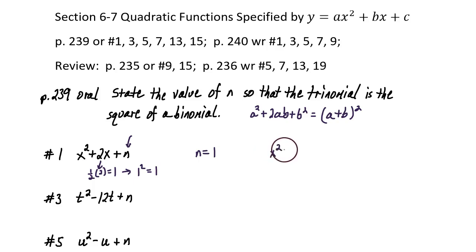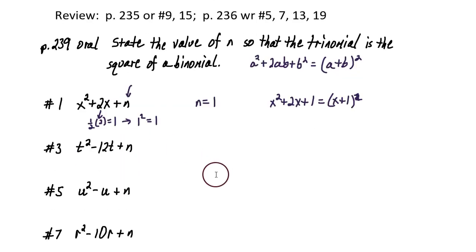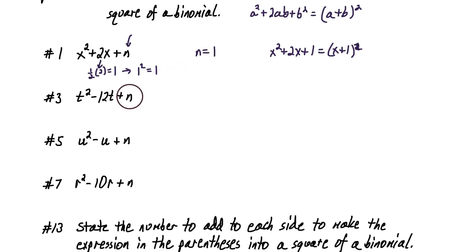If it was, then that would be a perfect square trinomial. It would be x squared plus 2x plus 1. And that would fit that pattern of a squared plus 2ab plus b squared. And we could then factor it as x plus 1 squared. Now we're not asked to actually do this here. What we're asked is, what's the value of n so that it is a perfect square trinomial? Let's try that with number 3. What does this number have to be so that this trinomial is a perfect square trinomial?